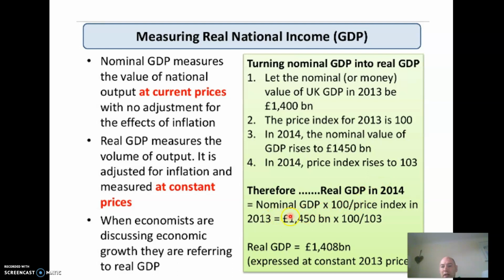Okay, and we can work this out. Okay, and this is the equation you use. So the nominal GDP, okay, multiplied by 100 divided by the price index in 2013. So 1450 multiplied by 100 divided by 103, and we can see that actually real GDP has gone up by 8 billion, not by 50 billion. Okay, so we've now adjusted for inflation, and so we can accurately say what has happened to the economy, and we've taken into account prices, and that's what a good economist will look to do.